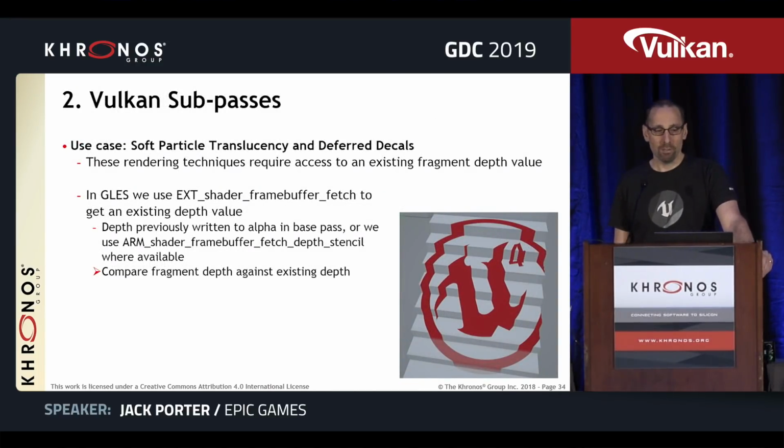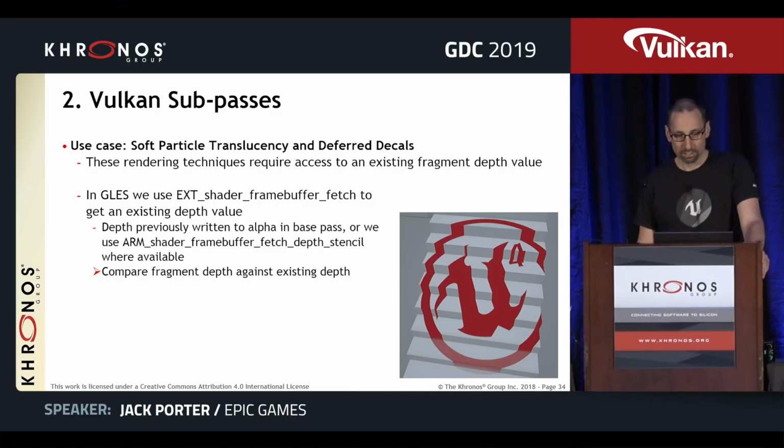Related to this is something that's a bit more Vulkan specific, and this is subpasses. Our use case for this is anywhere where we need to access the existing fragment depth value, the existing scene depth value when we're rendering a new fragment. And this is for techniques like soft particles, where you want to blend based on how close it is to geometry behind it, or deferred decals, where we need to convert the existing scene depth value into a UV value for the decal.